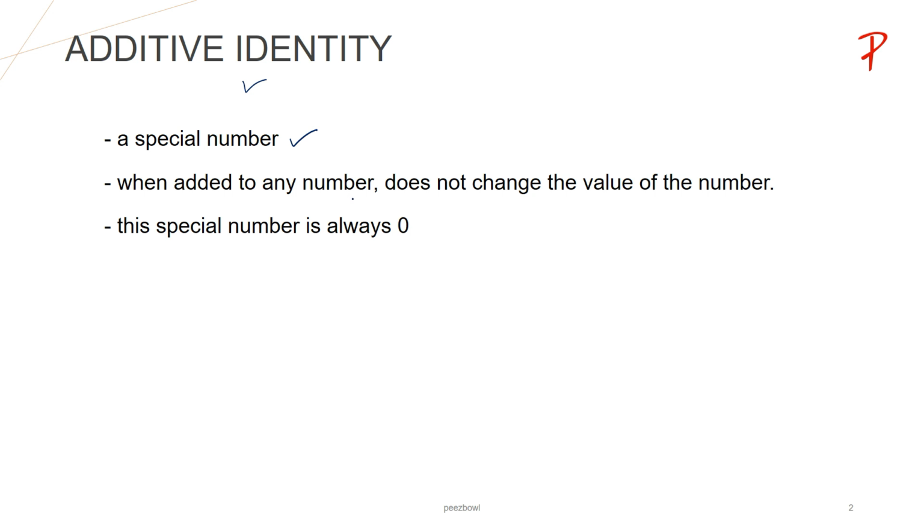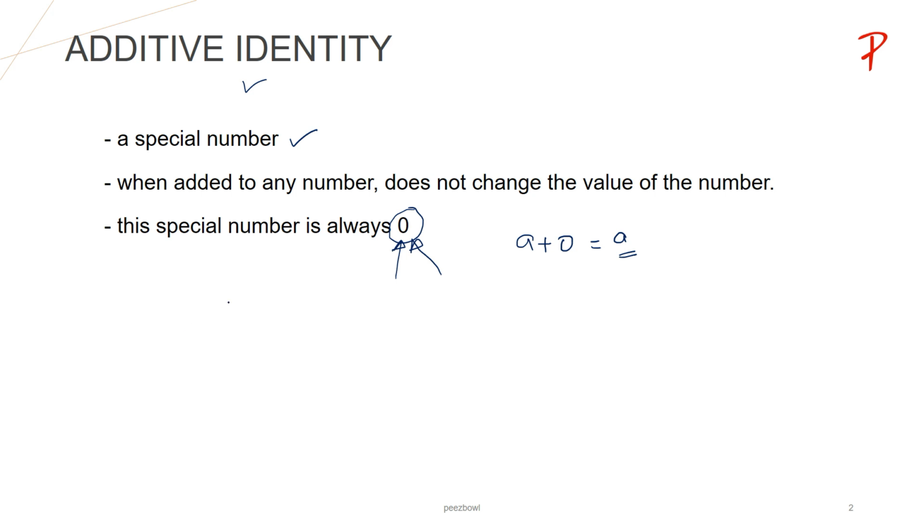So, additive identity is a special number, and when this special number is added to any number, it does not change the value of the number. And this special number is always zero. This is important. This special number is zero. It is called the additive identity because when you add zero to any number, the result is always the original number. This means that 0 does not change the value of any number when added to it. We can say that a is any number, and when 0 is added to a, then the result is going to be a always.